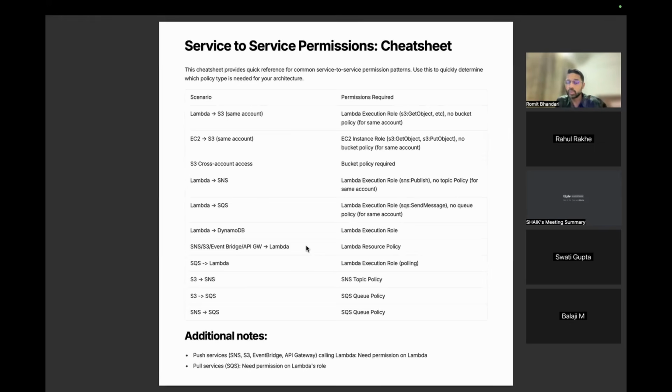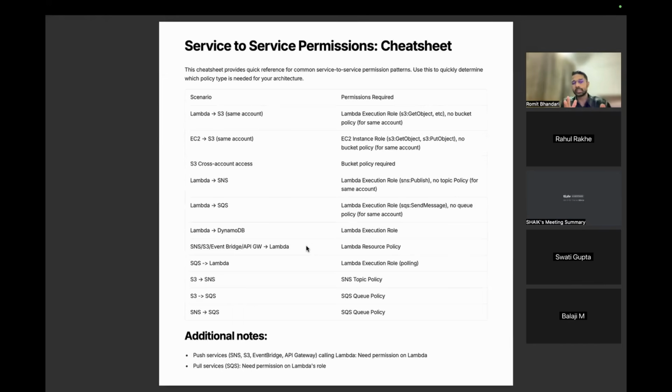So here Lambda only is doing the work. It is polling, right? So you need a Lambda execution role to have the permission for it to basically poll SQS. If it is S3 to SNS, you need an SNS topic policy, just putting it out. It is basically inbound to SNS. S3 to SQS, you need an SQS queue policy, whatever is the policy for that resource.